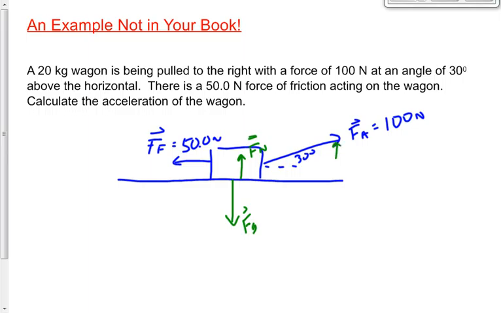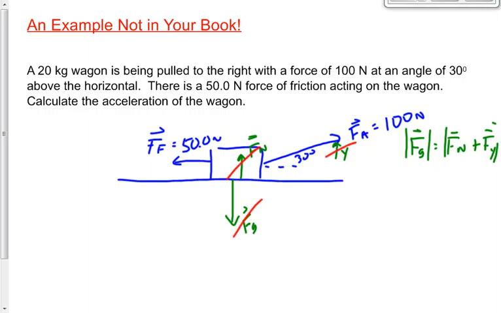So the reality is, we'll call that the Y component here. The reality is that FG is equal to FN plus the Y component of the applied force. Now, they still cancel out, but it's three of them that cancel this time. The Y component of the 100 newtons, the normal force, and the force of gravity, the three of those combined cancel out this time.